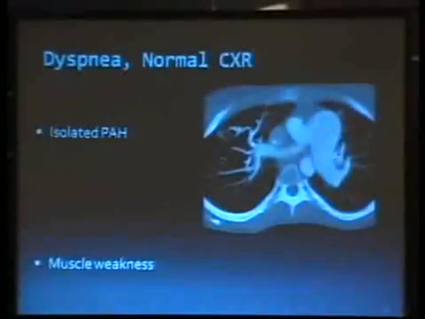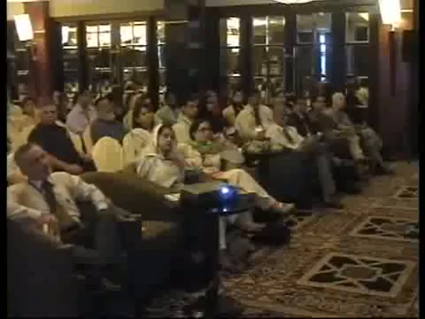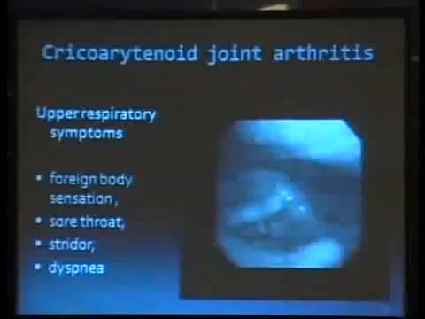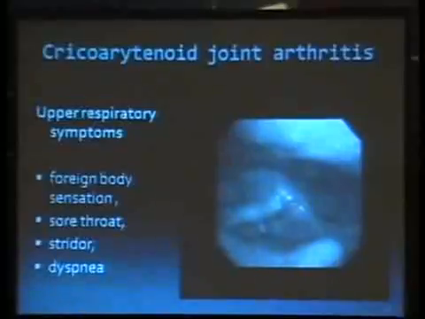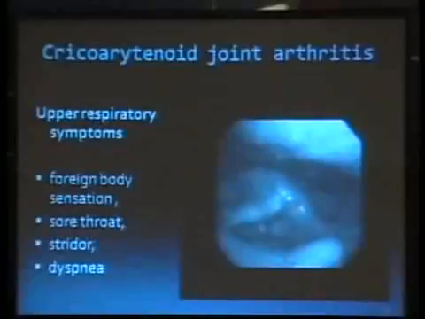Another way they present is when they've got muscle weakness, such as in polymyositis. This is a picture of subluxation of the cricoarytenoid joint. You can see the true vocal cords in the distance, and this is seen in people with rheumatoid arthritis when they present with upper respiratory symptoms of a foreign body in their throat, a sore throat in the morning, stridor, dyspnea.